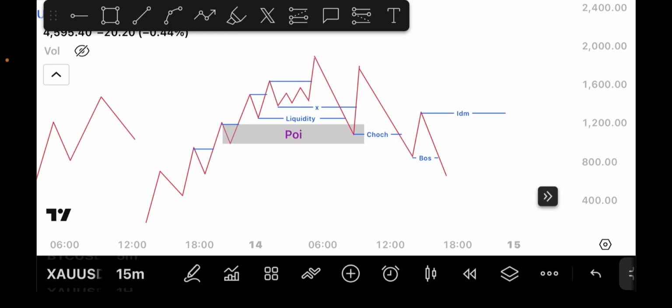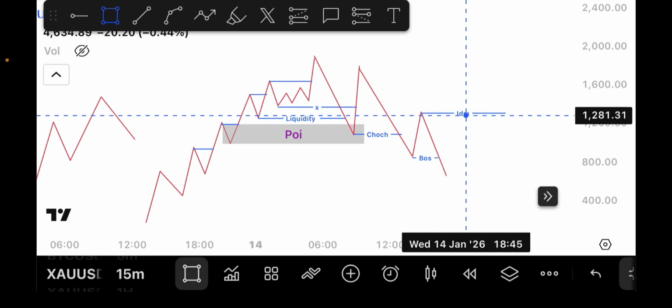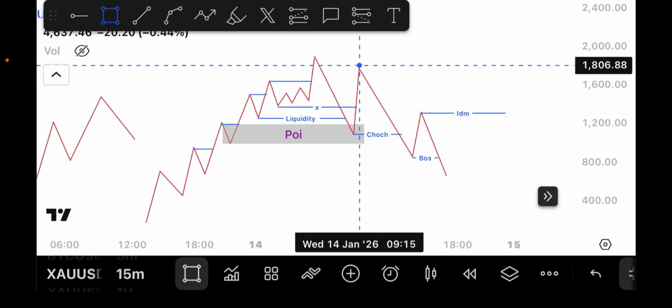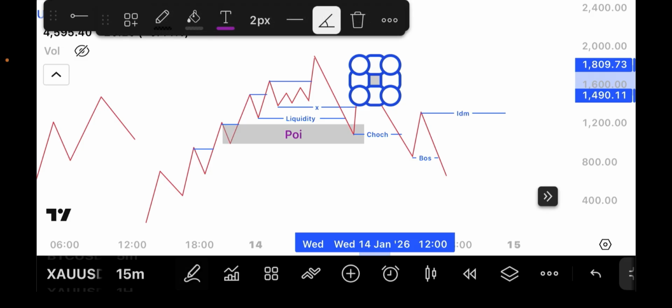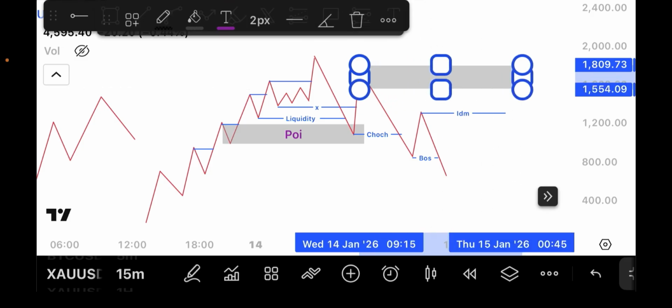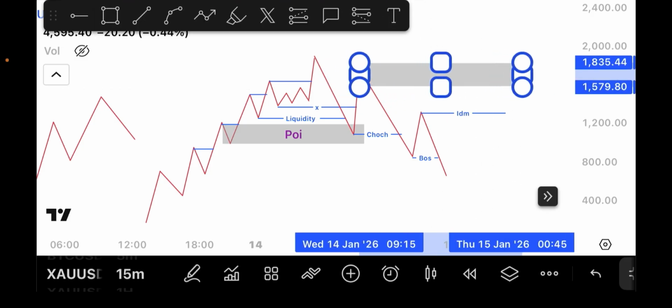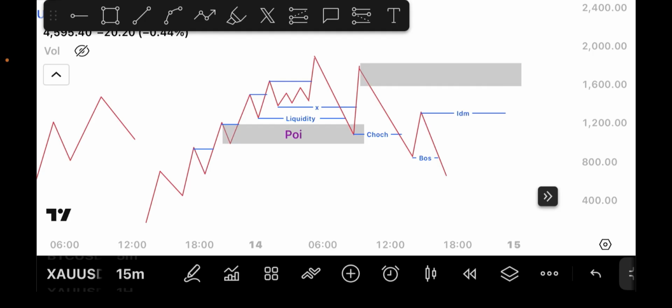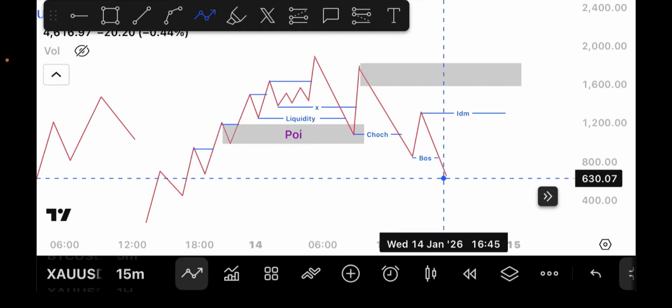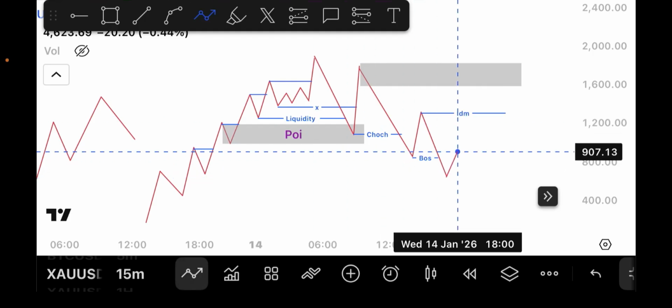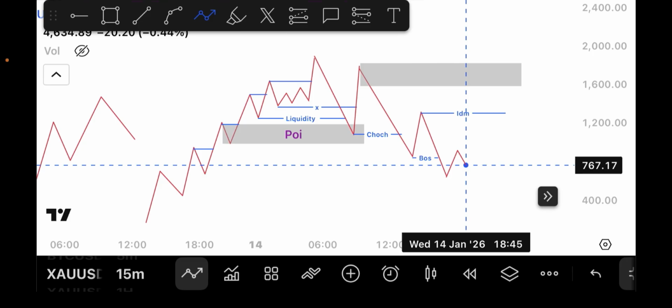You need to wait for your inducement here to be taken out. Then your POS will be sitting around this zone. You see that your POS will be sitting around this zone. Then you wait for the market. Market will not do something like this. Sometimes market will not go straight. Market will be doing something like this.